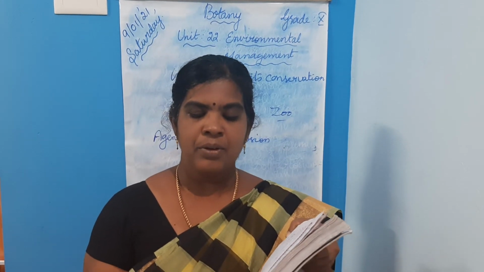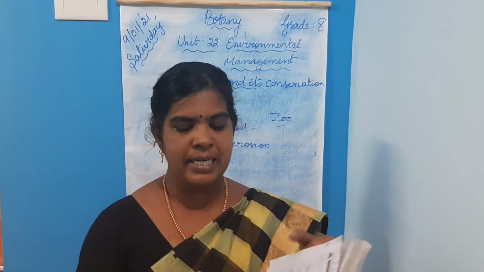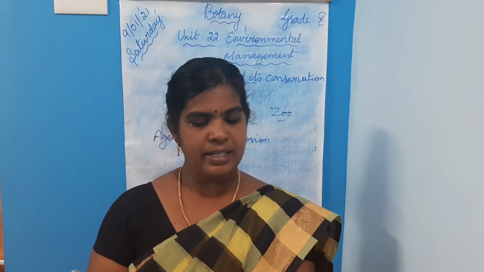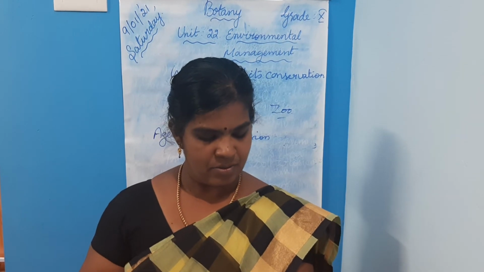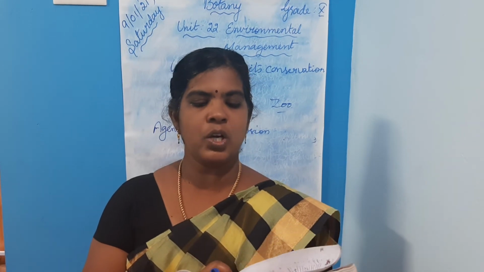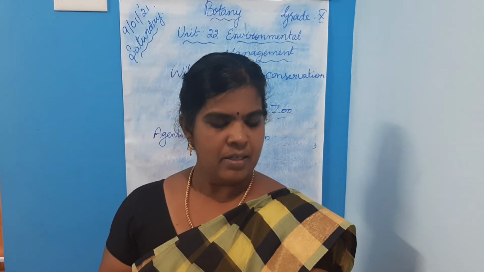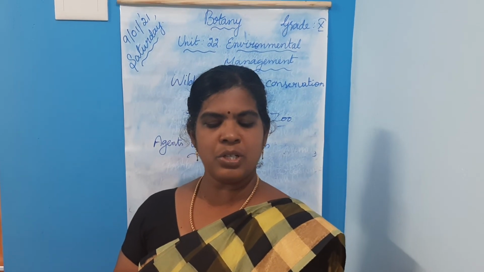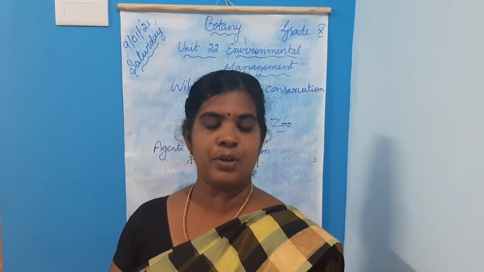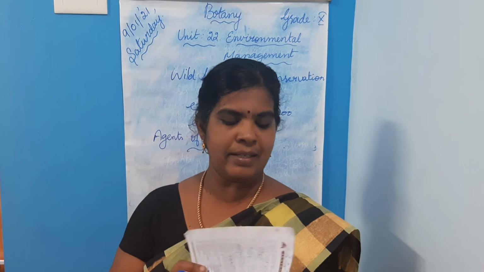Third one, Roman number 5: what are the agents of soil erosion? The answer is there on page 318. Agents of soil erosion. Second paragraph: agents of soil erosion are high velocity of wind, air currents, flowing water, landslide, human activities such as deforestation, farming, mining and overgrazing by cattle.